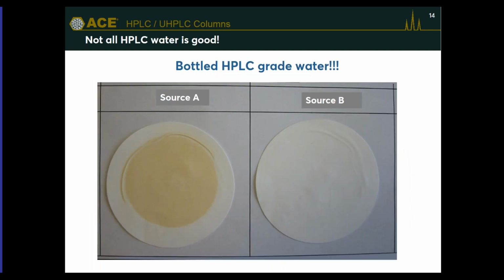Use the highest grade water that you can, but even when you do, it's important to make sure the water is suitable quality, because you can see here, these are some examples from real life data generated in the lab, and you can see that obviously source A bottled water was not quite as clean as source B. So even though we are buying bottled water, we're not using other types of systems or tap water or anything like that, it's important to make sure that your bottled water is of the best quality that it can be.